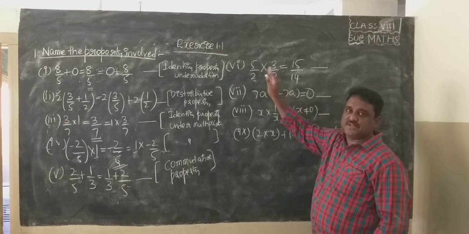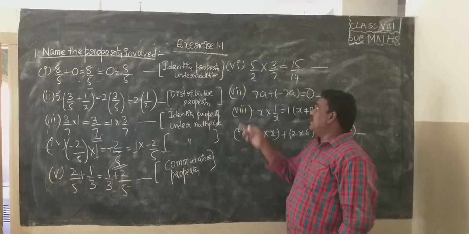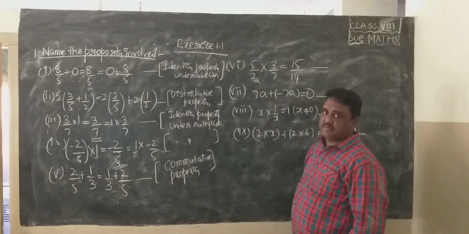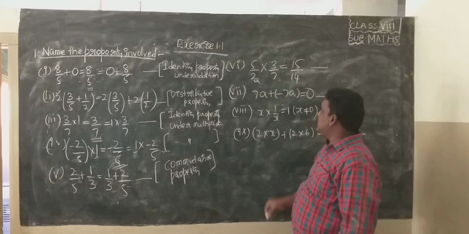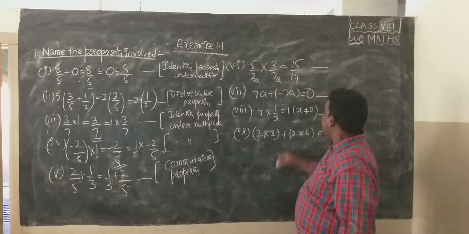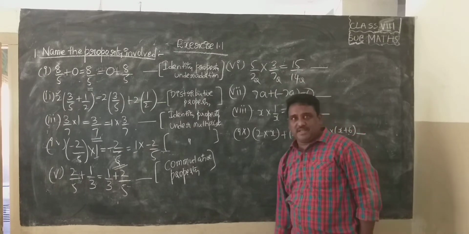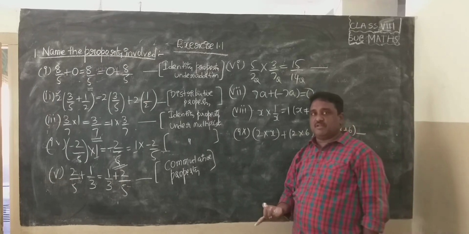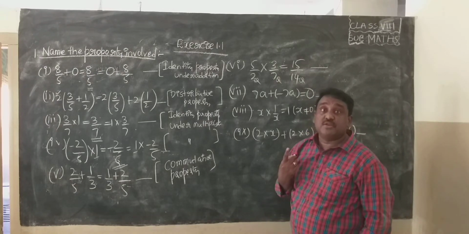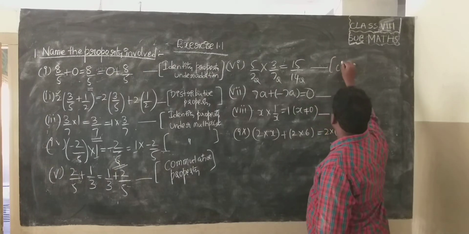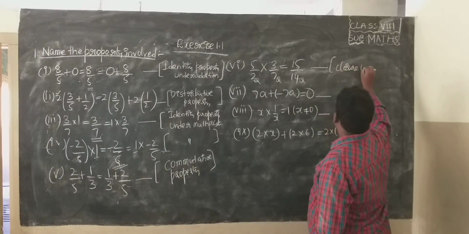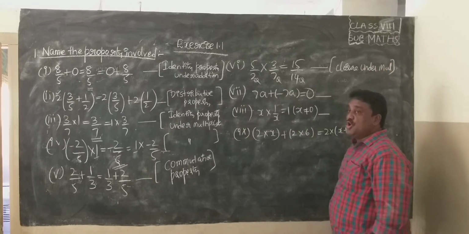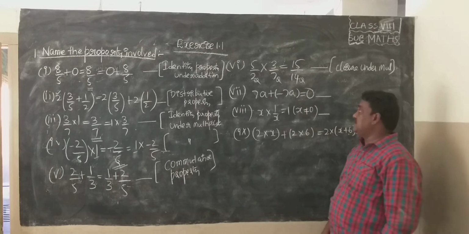So two fractions, two numbers. Multiply. 5 threes are 15. 2 sevens are 14. It is a rational number. Again we get a rational number. What property? Two numbers we need. Multiply. Again we get a rational number. What is that property? Closure, you know. Closure property under multiplication.